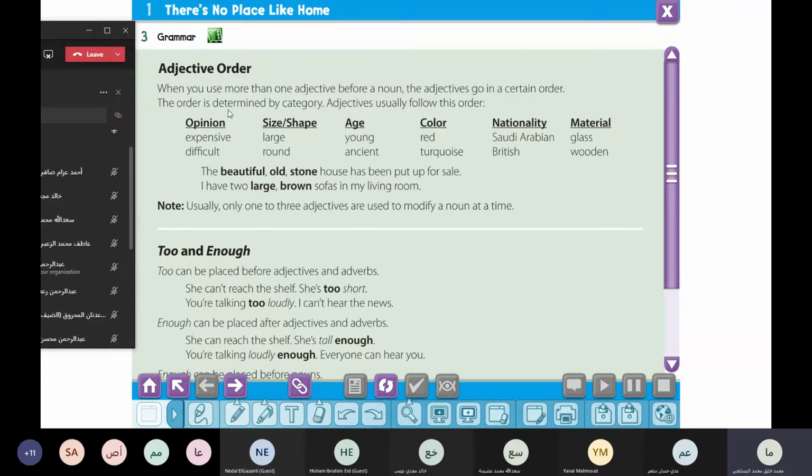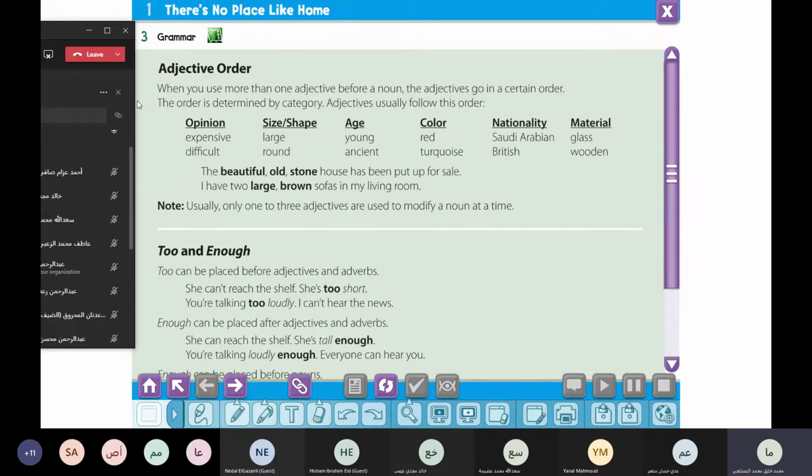The order is determined by this category. Adjectives usually follow this order. If you have more than one adjective, you have to start with the adjectives which are related to opinion, then put the adjectives which are related to size or shape. After that, adjectives related to age, colors, and nationalities. And the last with what? With the materials. The adjectives related to the materials. What is it made of?